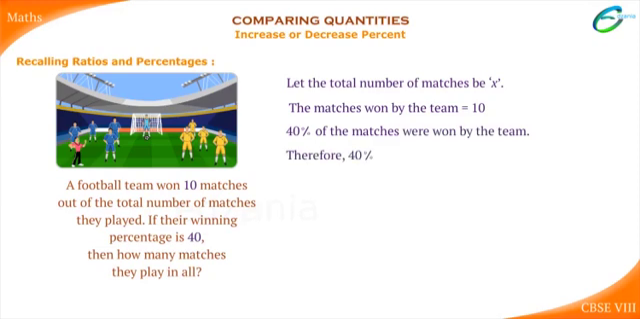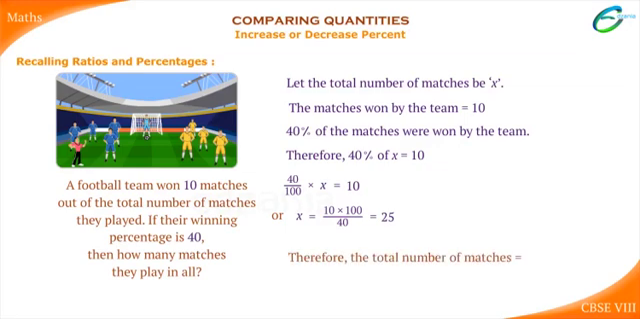Therefore, 40% of X is equal to 10. That is, 40/100 multiplied by X is equal to 10. Or, X is equal to 10 multiplied by 100 divided by 40. That is equal to 25. Therefore, the total number of matches is equal to 25.